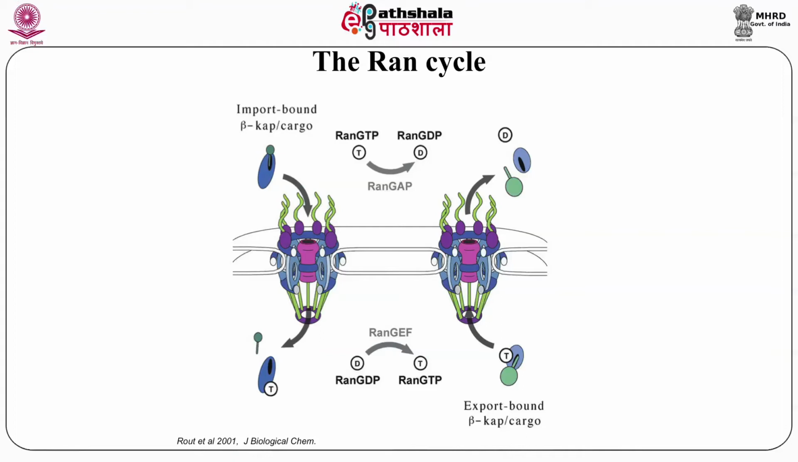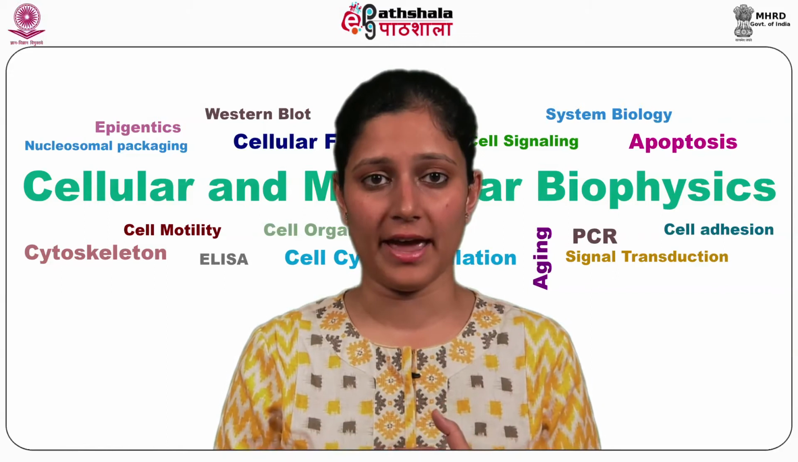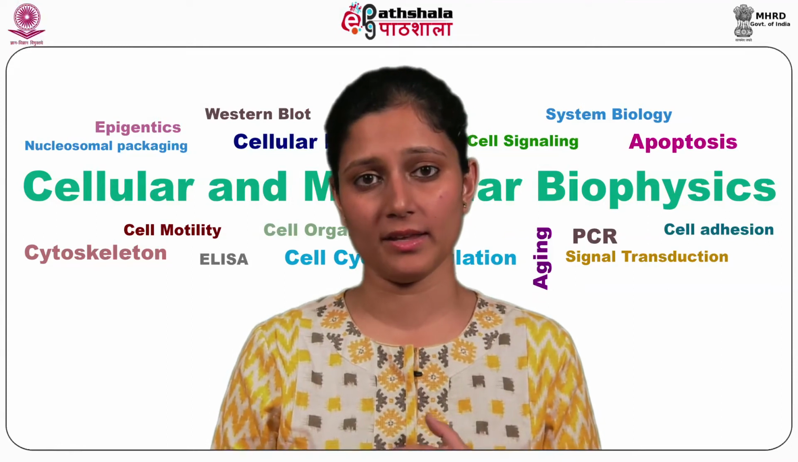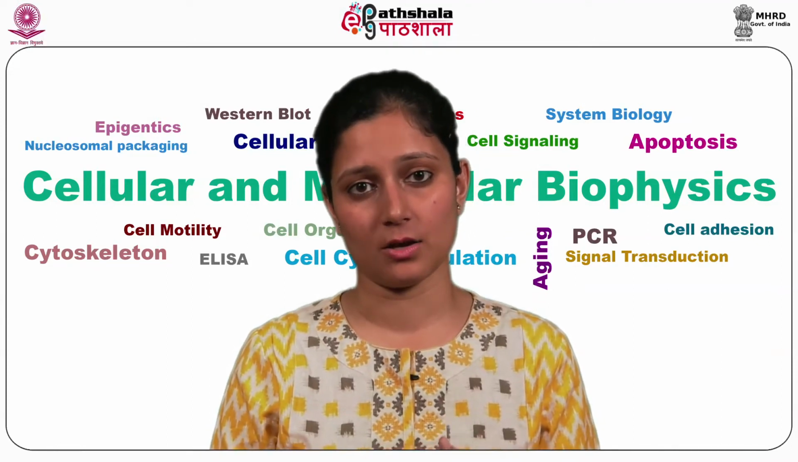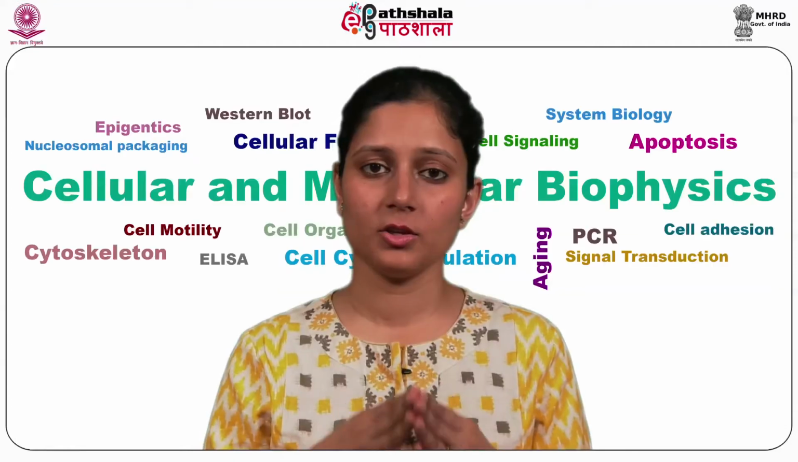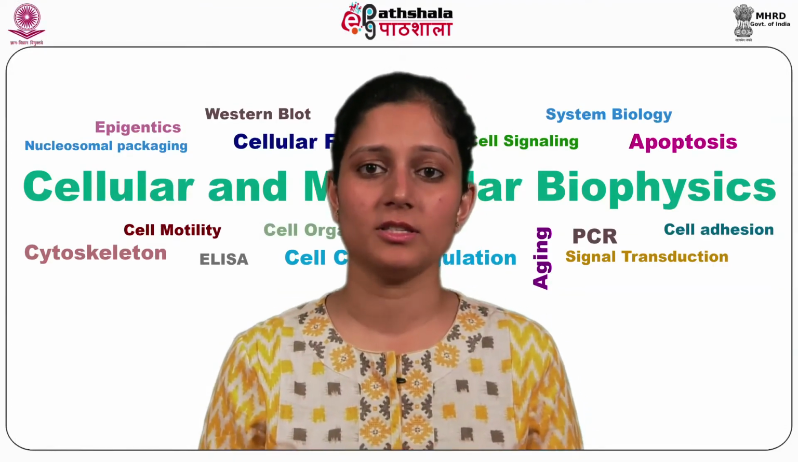RAN cycles between its GTP and GDP bound form dependent on its subcellular localization. The different forms of RAN confer directionality to nuclear transport by deciding where karyopherins bind or release their cargoes. In its GDP-bound state, RAN binds to karyopherins, importins, and exportins. Importins release cargo upon binding to RAN GTP, while exportins must bind RAN GTP to form a ternary complex with their export cargo. The nucleotide binding state of RAN depends on its location.